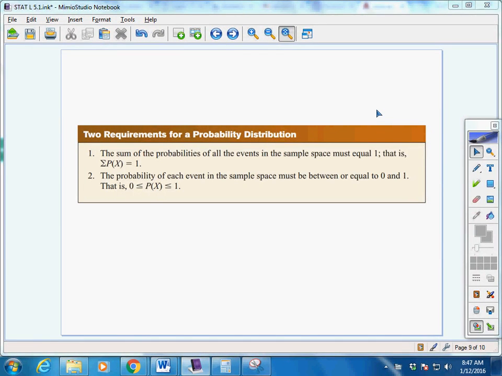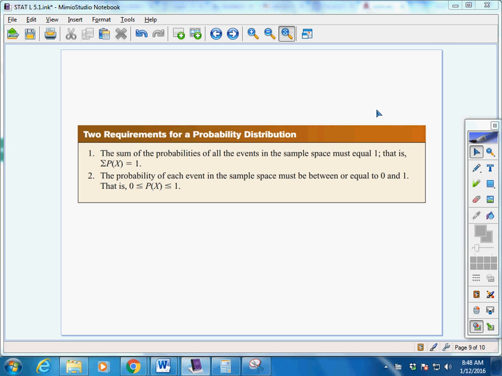Two requirements for probability distribution really work out to be common sense. The first requirement says the sum of the probabilities must equal 1. Remember, we're still dealing with probability, even if we're doing it in a table or graphically, the distribution has to add up to 1. The probability, this is number 2, in each event in the sample space must be between or equal to 0 and 1.